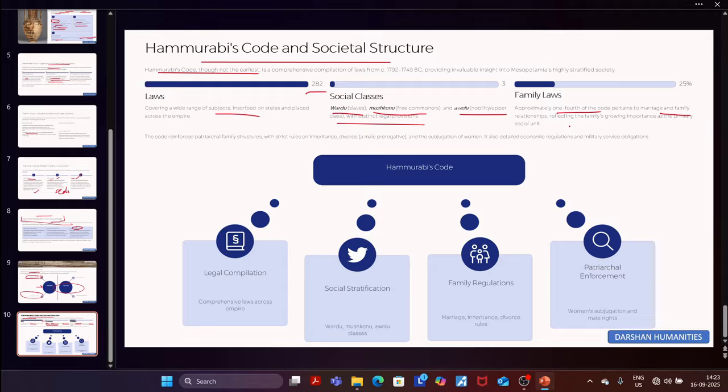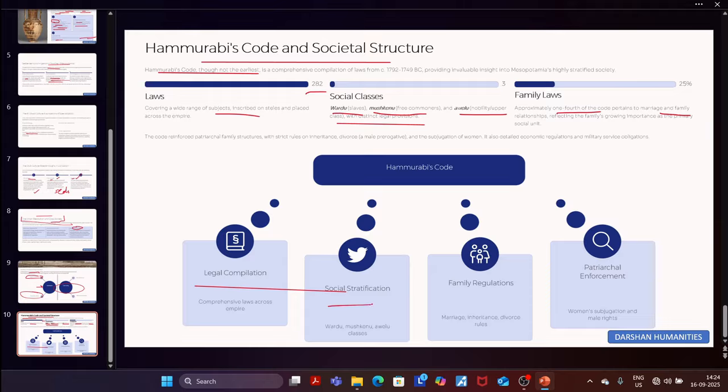Economic laws addressed land reclamation, canal maintenance, and service fees. Military organization was also evident through the Ilkum system, where land grants obliged holders to military service. Punishments often followed the eye for an eye principle, influencing legal systems across West Asia at that point of time. So Hammurabi's code was a legal compilation. It was comprehensive law across the empire, which suggests that a single political authority is taking control. Hammurabi's time was obviously a very centralized time period. The power was extremely centralized.